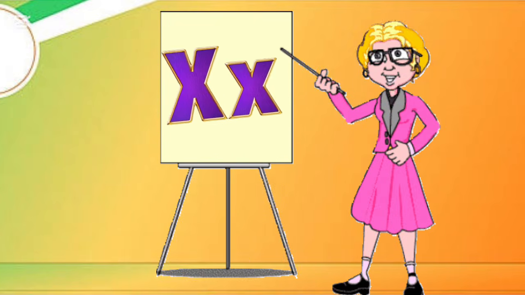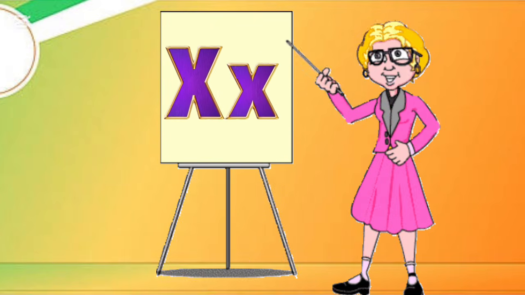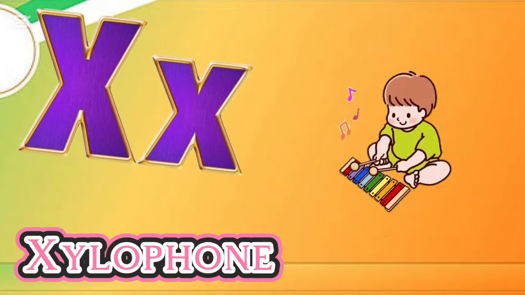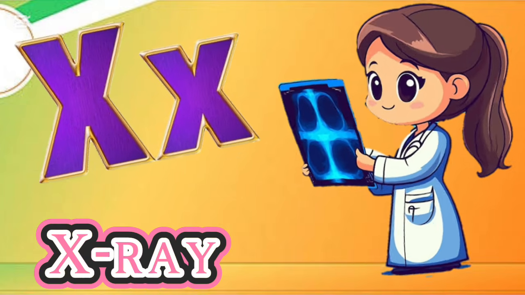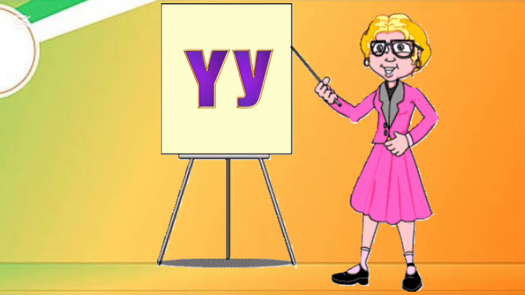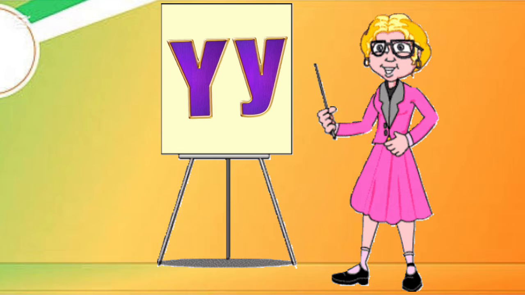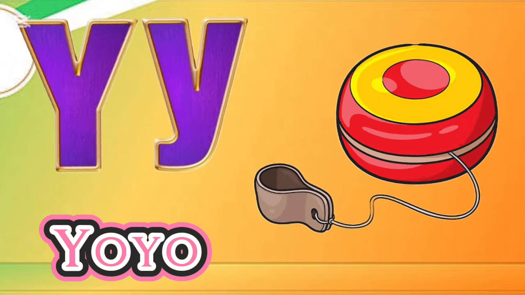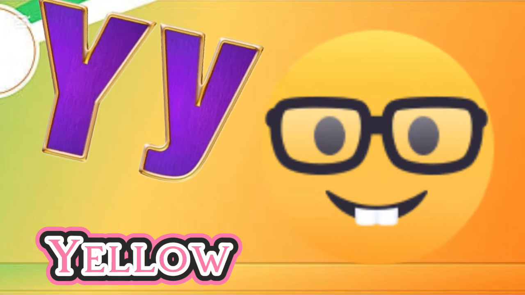X. This is the letter X. X is for xylophone. Xylophone. X is for X-ray. Y. This is the letter Y. Y is for yo-yo. Yo-yo. Y is for yellow.